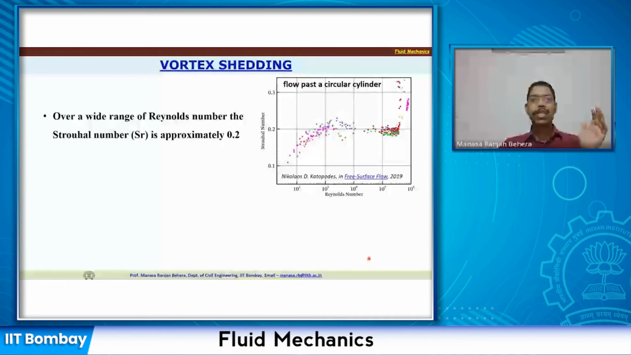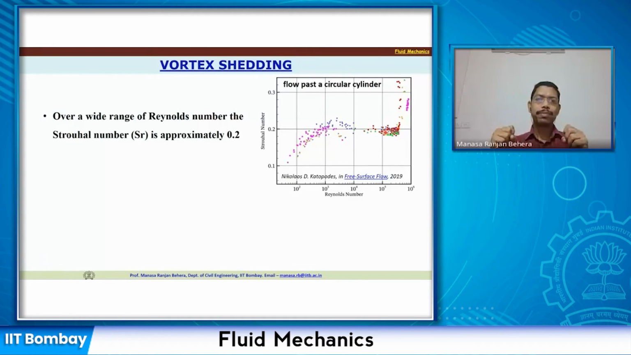Now if we look at the various experimental and numerical investigations that have been carried out, it is seen that a wide range of Reynolds numbers gives a Strouhal number of approximately 0.2. If you see this figure, at a Reynolds number of 10 to the power 3 it is almost 0.2 or even before that, and it goes all the way up to a Reynolds number of 10 to the power 5 and more. So a wide range of Reynolds numbers gives you this same Strouhal number.